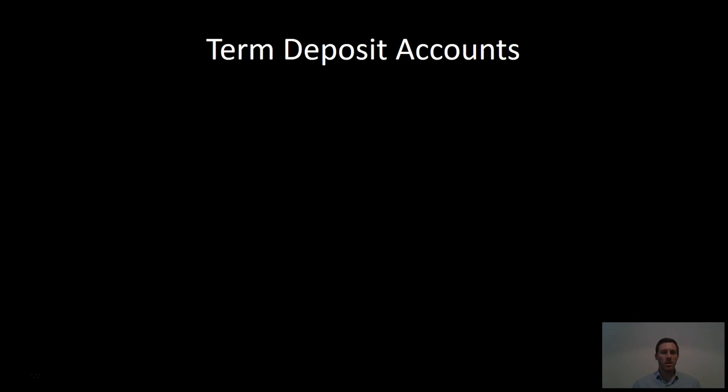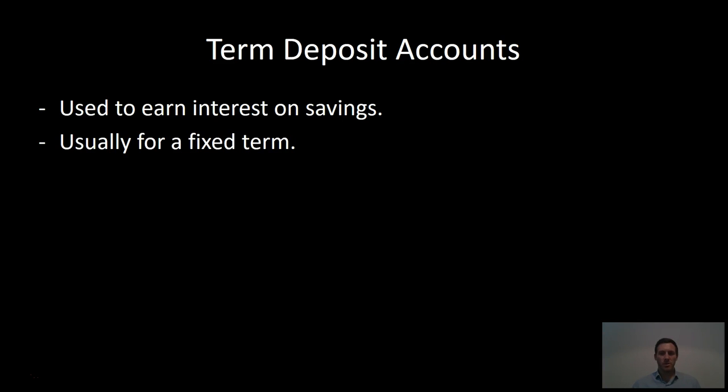Term deposit accounts operate in a similar manner to savings accounts and can have similar features. The main reason you would have a term deposit account is to earn interest on your savings. Unlike savings accounts, term deposits are usually for a fixed term in months or years. Interest is calculated daily on the balance of the account. Interest can be paid monthly, quarterly, half-yearly, or yearly.